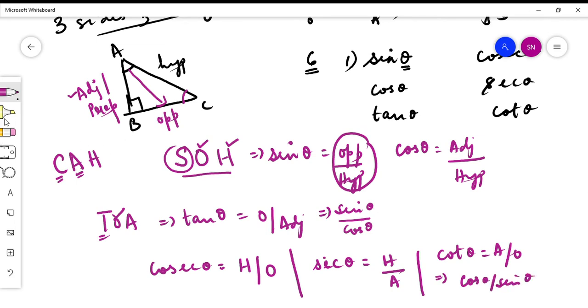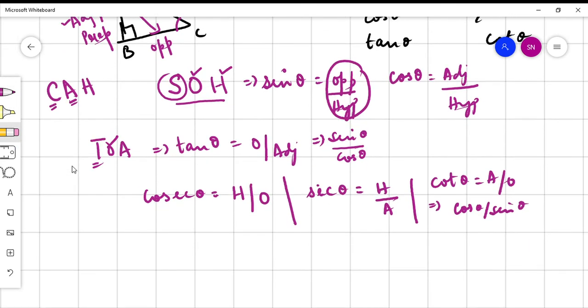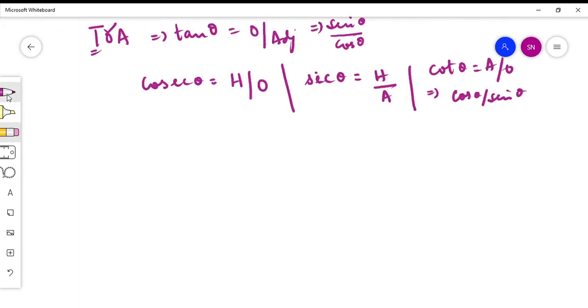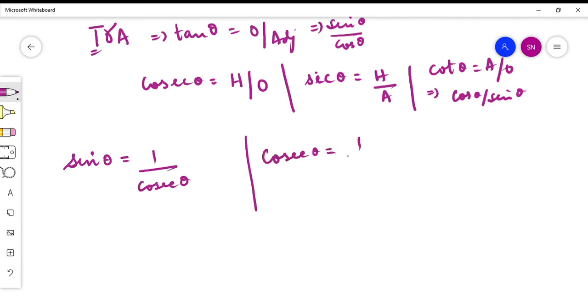Now since I told you that cosecant, secant and cot, okay, are called as reciprocal ratios of sine, cos and tan. So how can I write it in terms of sine theta, cos theta, tan theta? Okay, now I have to write it in terms of reciprocal ratio. So sine theta can be written as 1 by cosec theta. Okay, so similarly, cosec theta can be written as 1 by sine theta.